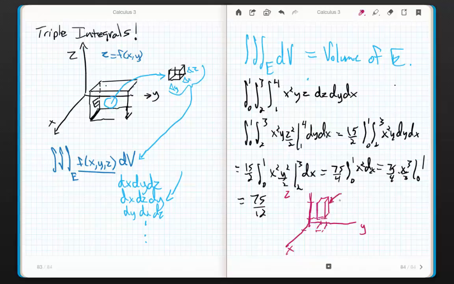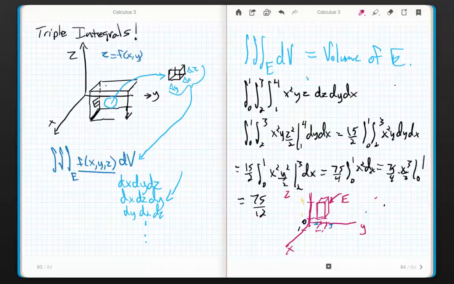This right here is my E, right? I put my limits on X. X was the last one to be dealt with. This is from 0 to 1. My limits on Y were from 2 to 3, right? This is from 2 to 3. And then my limits on Z is from 1 to 4. And what it did is it built this enclosure right here.